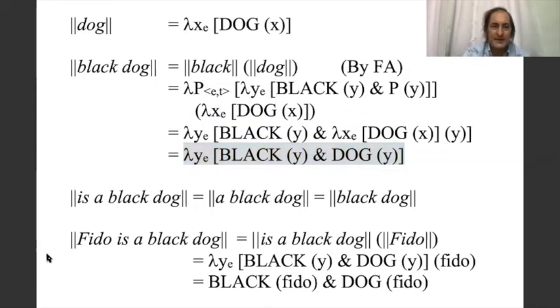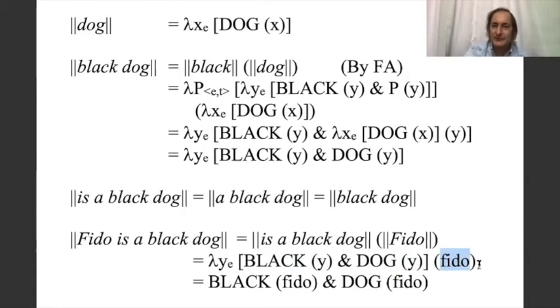Okay, so now we have "Fido is a black dog," and that's what we get by taking the translation of "is a black dog" and applying it to the translation of Fido. This time I'm going to do both at the same time. "Is a black dog" we just calculated. That's here. The name Fido translates as the predicate logic name Fido.